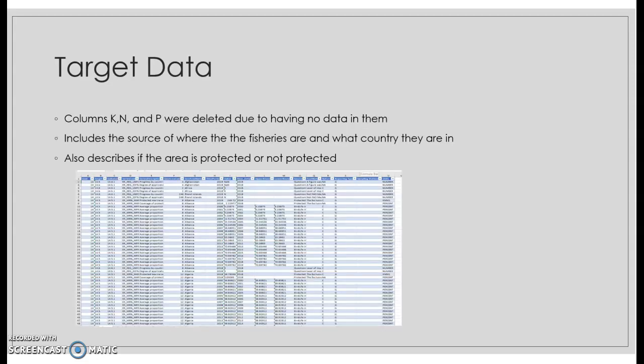So my target data, I deleted columns K, N, and P because they had no data in them. This data includes the source, where the fisheries are, what country they were in, the date, and their reporting type. And it also describes if the area is protected or non-protected.